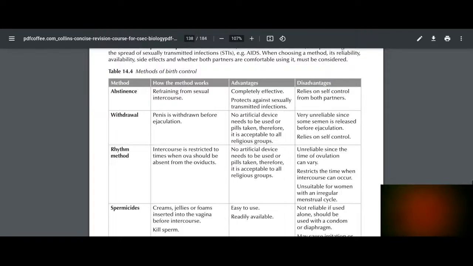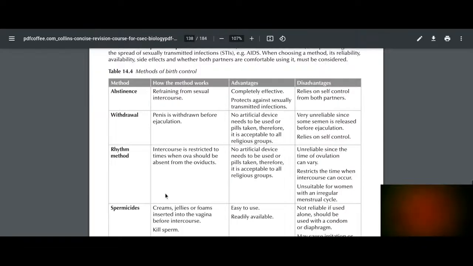For abstinence, you're refraining from sexual intercourse. Advantage: it is completely effective and protects against sexually transmitted diseases. Disadvantage: it relies on self-control from both partners. Withdrawal: the penis is withdrawn before ejaculation. Advantage: no artificial device needs to be used or pills taken, therefore it is acceptable to all religious groups. Disadvantage: very unreliable since some semen is released before ejaculation, and it relies on self-control.